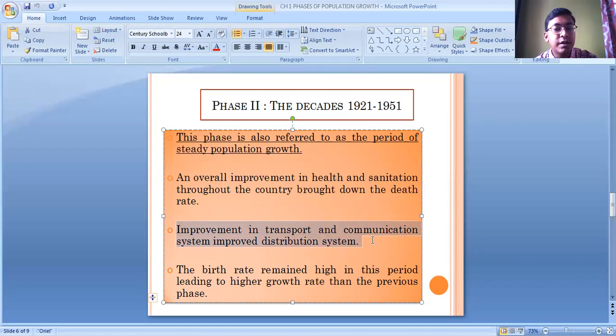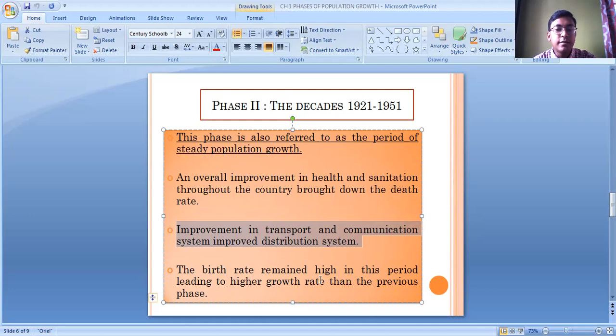Improvement in the transport and communication system also improved the public distribution system. In this period of time, there was a lot of improvement that took place in the transport and the communication system of our country, as a result of which the public distribution system, that is the food distribution system, became quite improved. Now many people of our country started getting equal access to this food supply, to meet the demand, to feed the child and all.